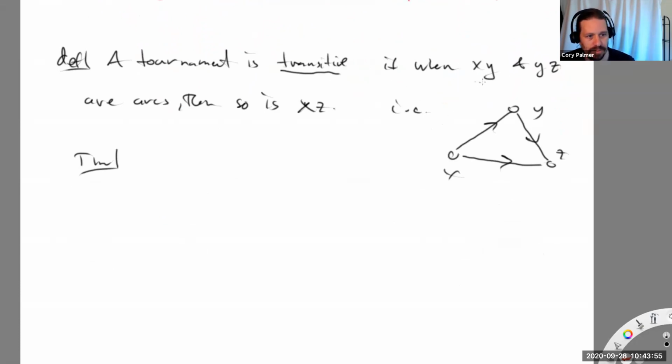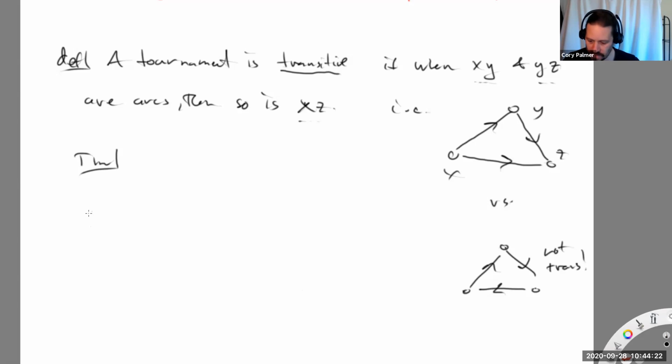Just keep in mind, this is for any 3 vertices x, y, z. If (x, y) is an arc and (y, z) is an arc, then (x, z) should also be an arc. So this is transitive. But for instance, this triple here is not transitive. I have this cycle. This guy beats this guy, beats this guy, beats this guy. There's no transitive property, so it's not transitive.